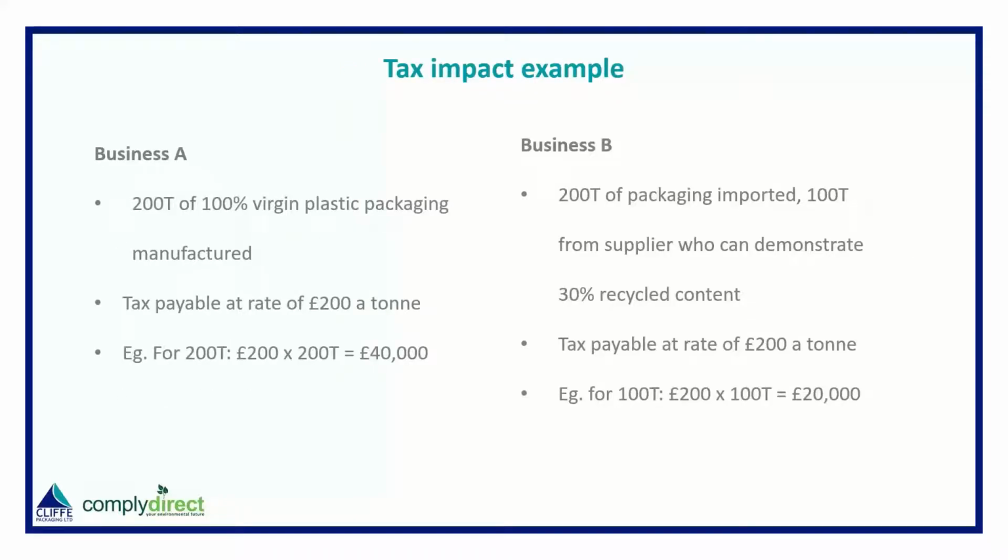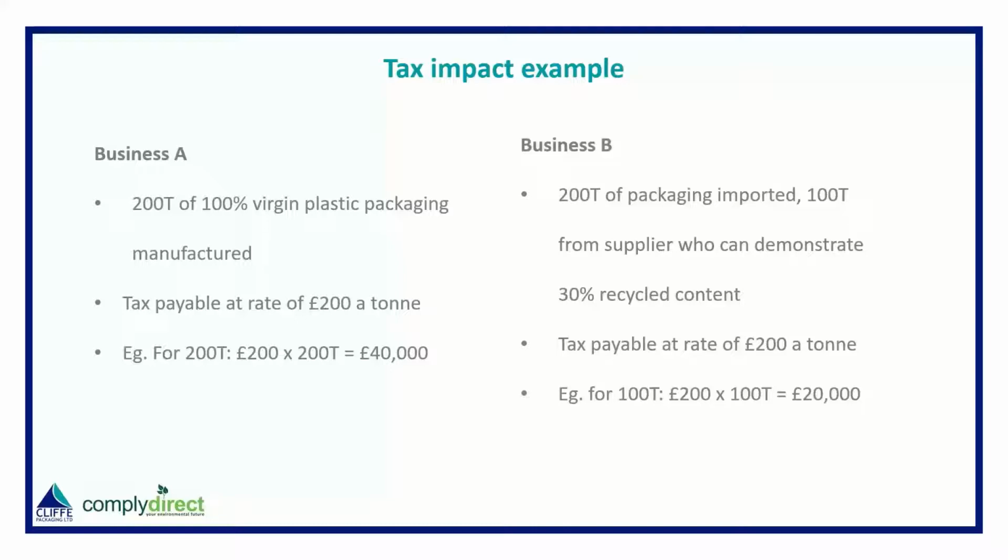So if we were to compare two businesses, business A would be a business who manufactures 200 tons of plastic packaging in the UK using 100% virgin material. So that is then taxable at a rate of £200 per tonne, and they would pay that for all 200 tons because none of it goes under the 30% recycled content. That would lead to a final liability cost of £40,000 for that business.